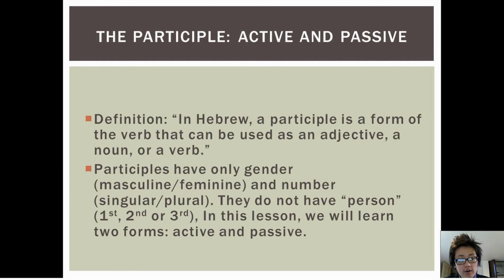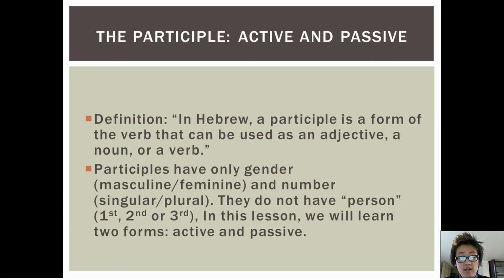Second point that I want to make is that participles have only gender and number. Okay, so gender, masculine, feminine, number, singular or plural. They don't have person. Even though it is a form of the verb, if you were to parse it, you wouldn't have to say first, second, or third. That doesn't exist for the participle. That's called, in technical terms, person. And the participle just doesn't have person.